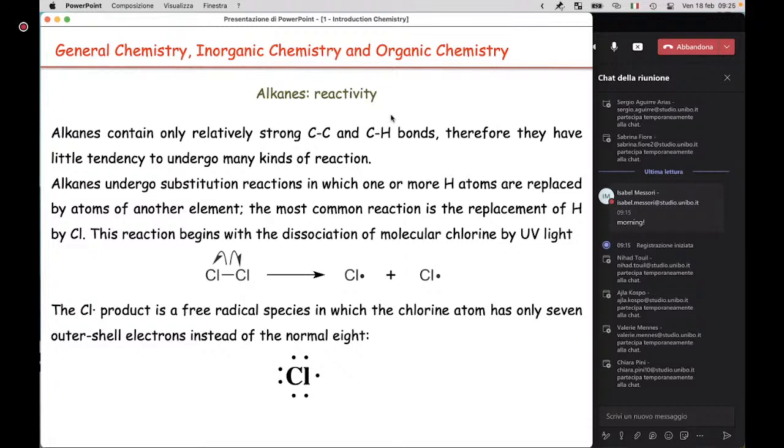Both carbon-carbon and carbon-hydrogen bonds are quite unreactive. The bond is quite strong. In order to create a new bond, we have to break down this bond. So we have to in some way break down a part of the molecule.